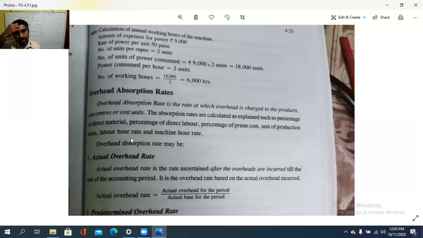So 9,000 into 2, that is 18,000. 18,000 divided by power consumed per hour. So number of working hours is 6,000. That 6,000 is these two. Clear? So in this way, we are calculating the composite machine hour rate.